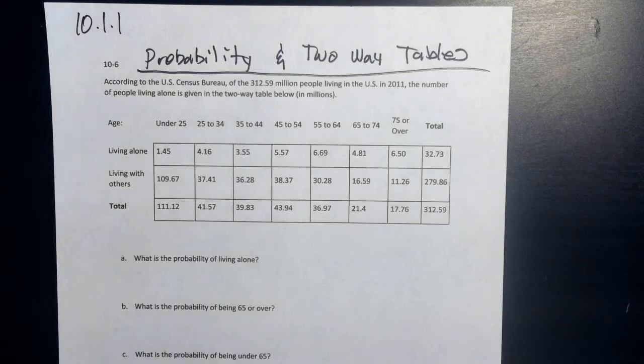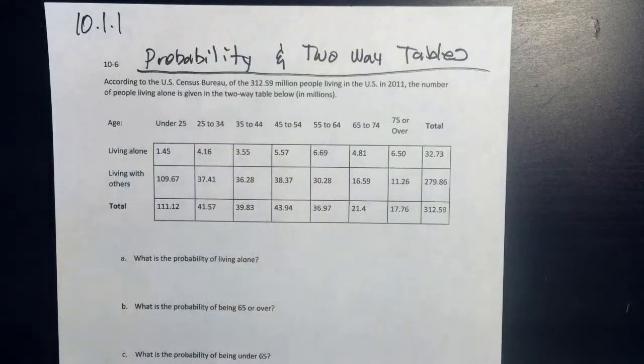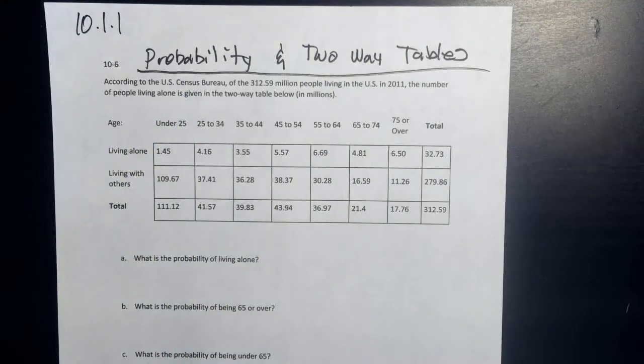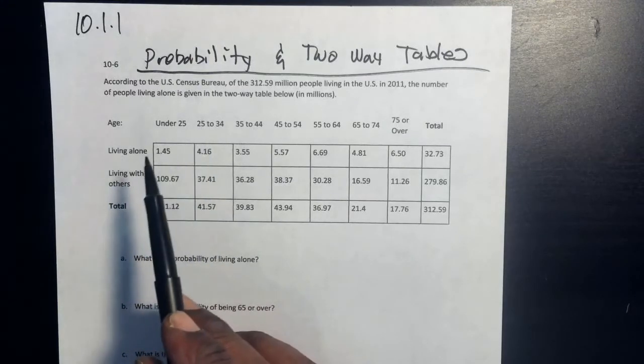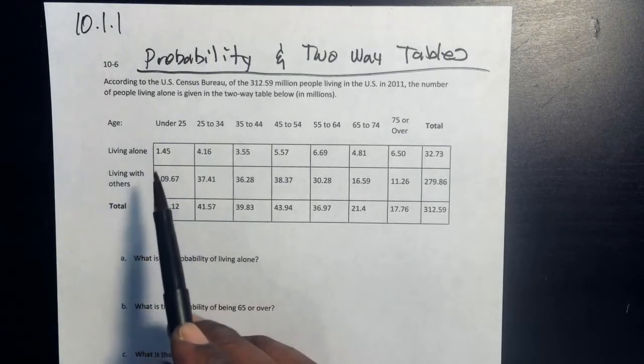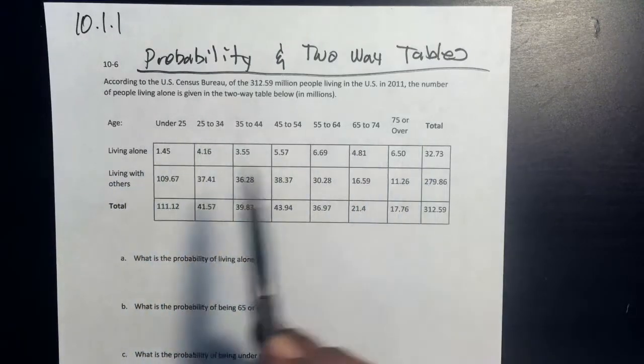Hello, everybody. I want to talk to you guys today about section 10.1.1 from our book. And this problem, 10-6, deals with probability and two-way tables. It's called a two-way table because you're comparing two different events. In this case, whether people live alone or live with others, and then their ages.